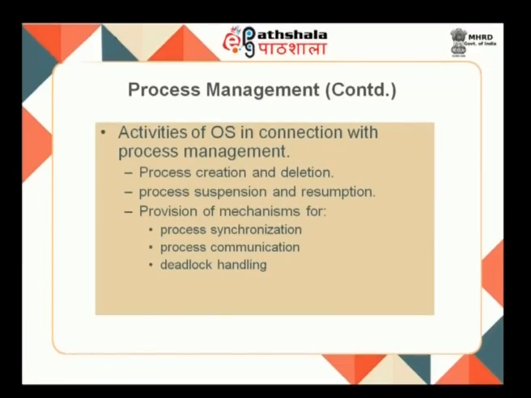And then you have process synchronization. Say you have multiple processes that are going to use a common shared resource, for example, a simple variable that is being shared between multiple processes. Then there needs to be some synchronization between the processes that are going to access this common shared resource. This is done by the operating system.